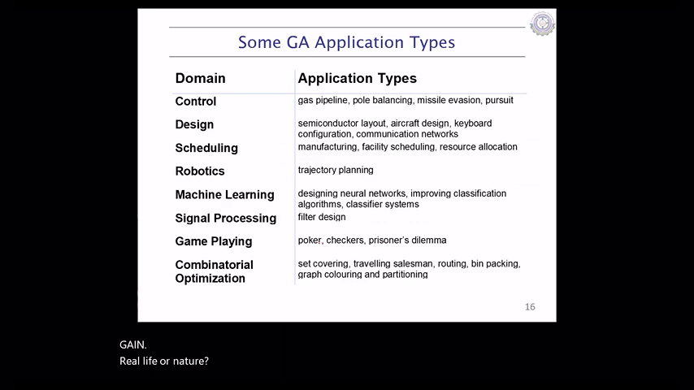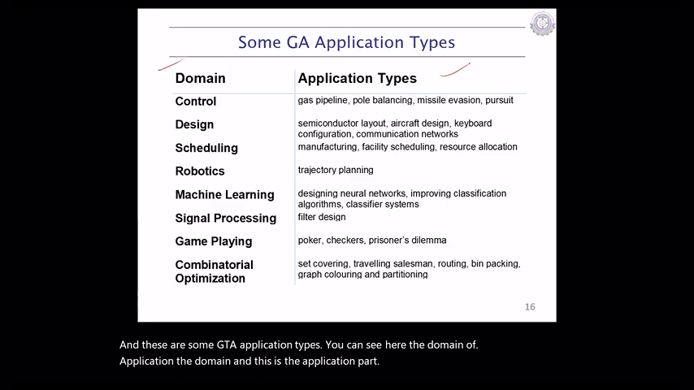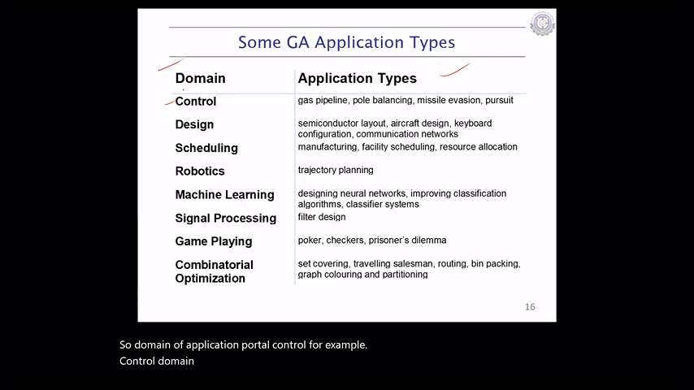And these are some GA application types. You can see here the domain of application and the application type. For the control domain, for example, the application types are gas pipeline, oil balancing, missile evasion, and pursuit. So this is the GA application for control.